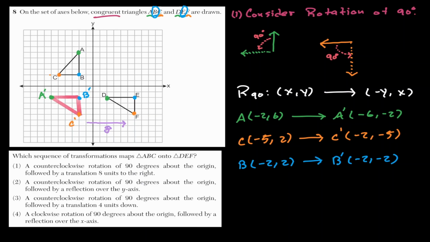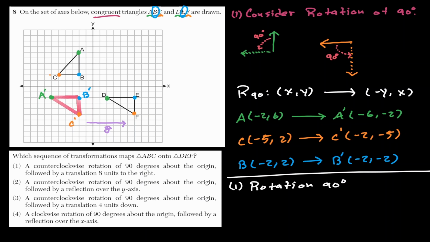So we have identified our transformation. First, it was a rotation of 90 degrees counterclockwise. And then it was a translation of 8 units to the right.